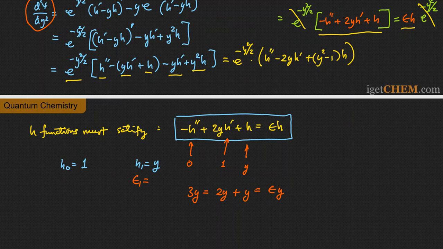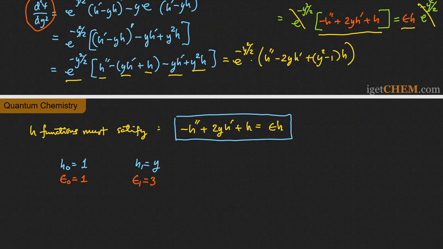So the eigenvalue that corresponds to H1 equals y, that is psi 1, is epsilon 1 equal to 3, while epsilon 0 is equal to 1. So you discover that H1 equals just y is also a solution of this equation, which means that you have discovered the second solution for the Schrodinger equation.